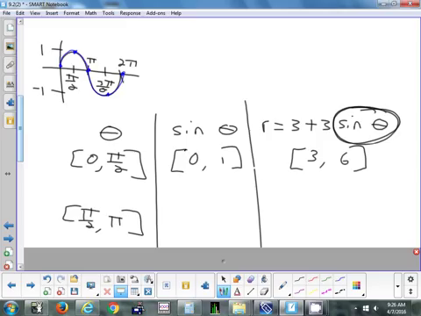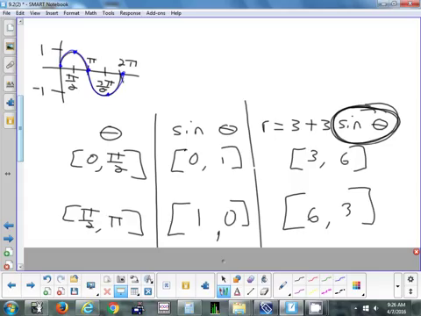Okay, what's happening to the sine function from pi over 2 to pi? It's decreasing. Decreasing from what to what? Yep, 1 to 0. So now it's basically just the interval above reversed. If you fill in 1 for sine theta, we just did that. 3 times 1 is 3, plus 3 is 6. What if you fill in 0? 3. So my radius is decreasing from 6 back to 3. And you're going to see symmetry when we draw it. These two parts are symmetrical.